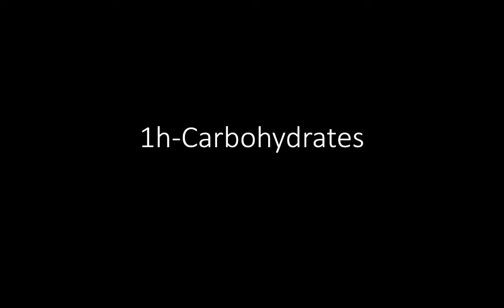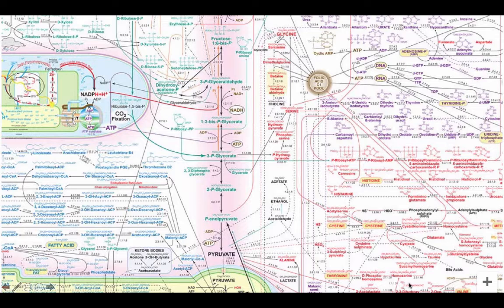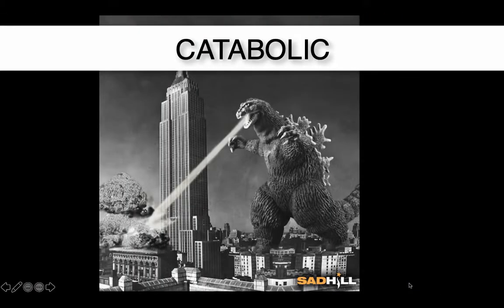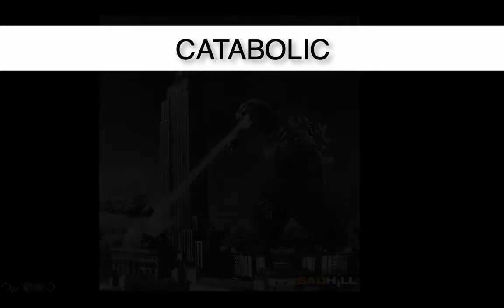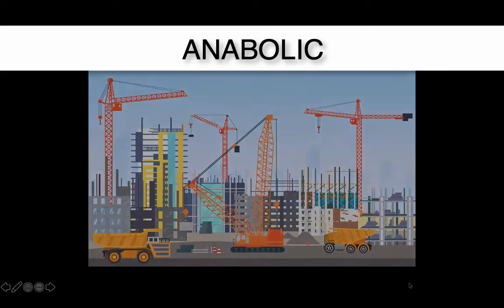Lesson 1H, Carbohydrates. Metabolism is all the chemical reactions in an organism that are required to sustain life. This picture illustrates just how many metabolic reactions are found in the human body. These metabolic reactions can be broken down into two groups. One where the reactions break things down, we call these catabolic reactions, or where the chemical reactions build things up, which we call anabolic reactions.